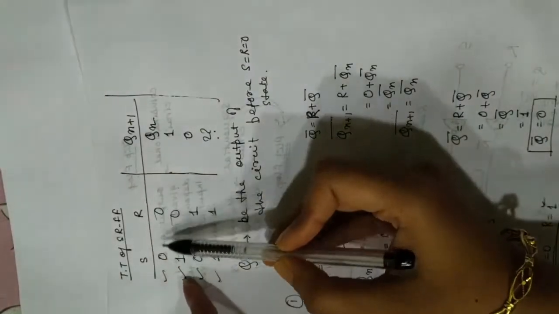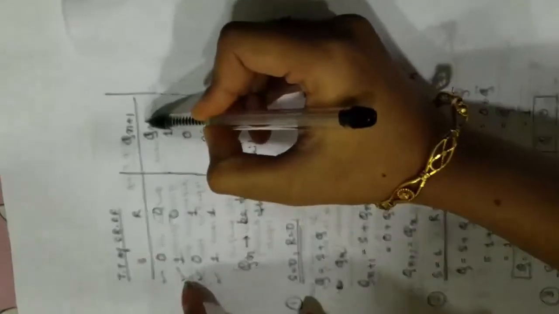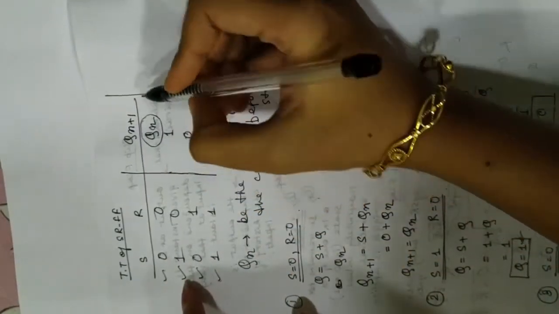So now we go back to the truth table and what we can see is when our S and R, both the values are 0, our last output is retained. So we can see flip-flop has a memory.